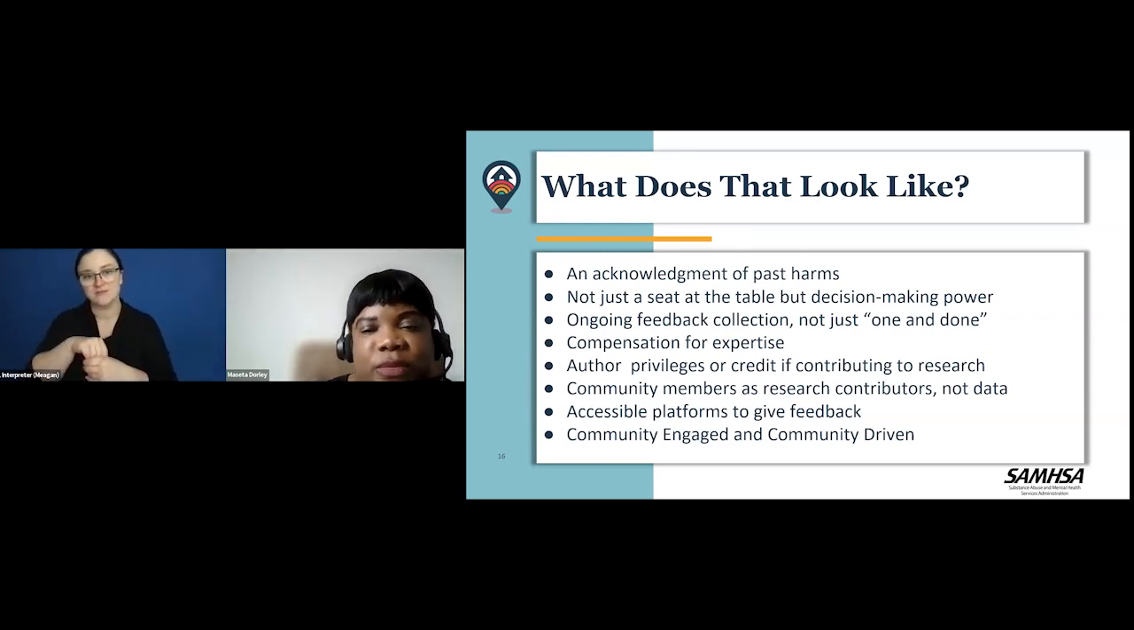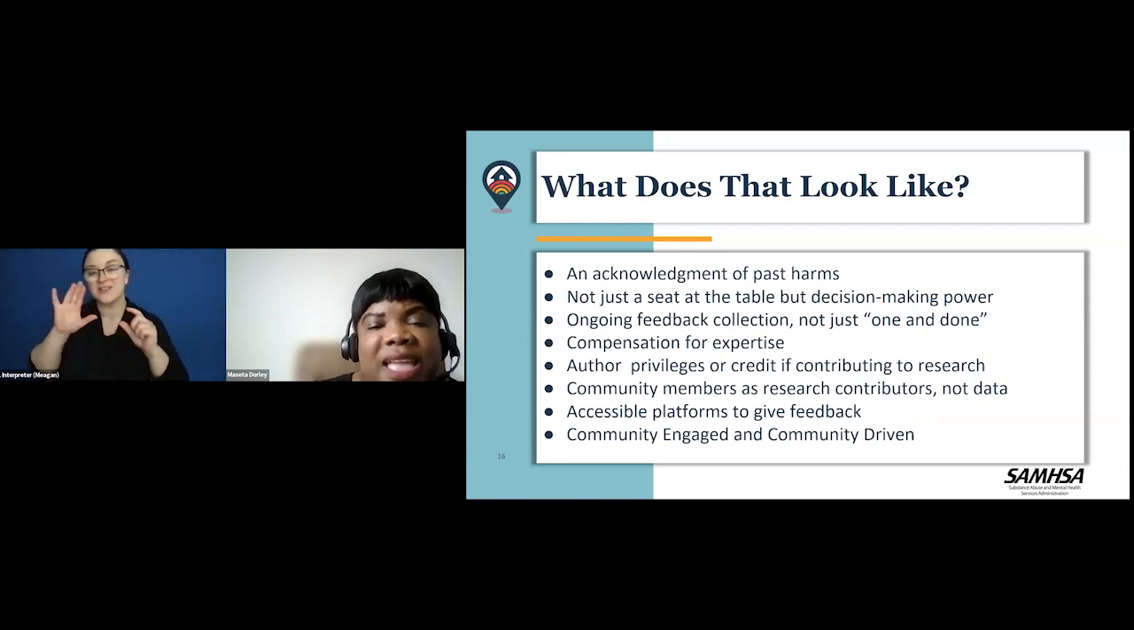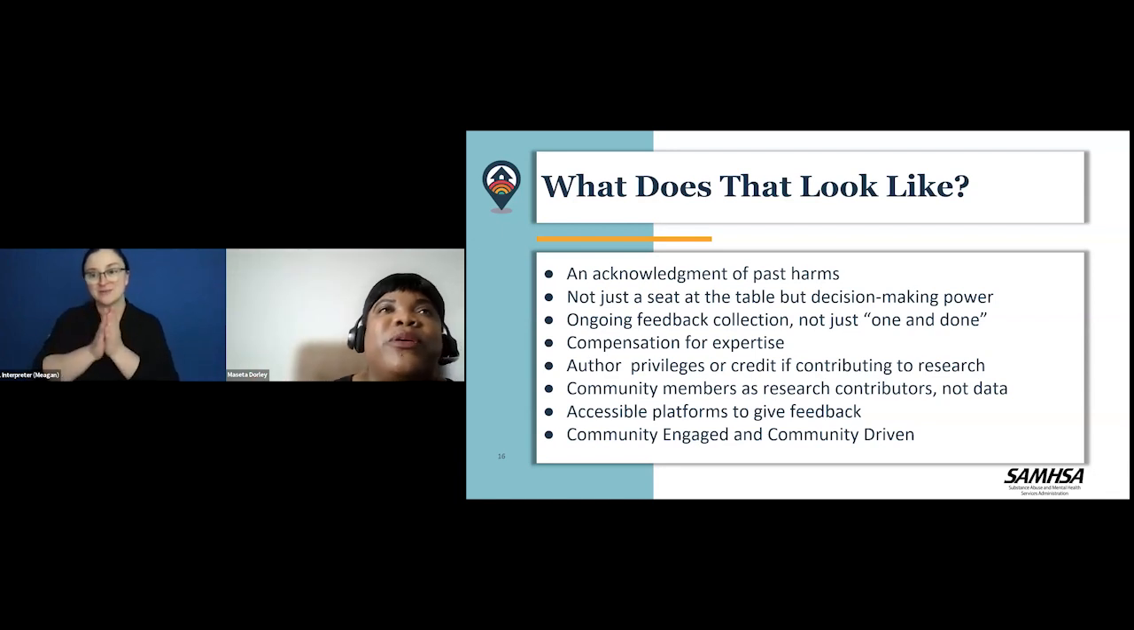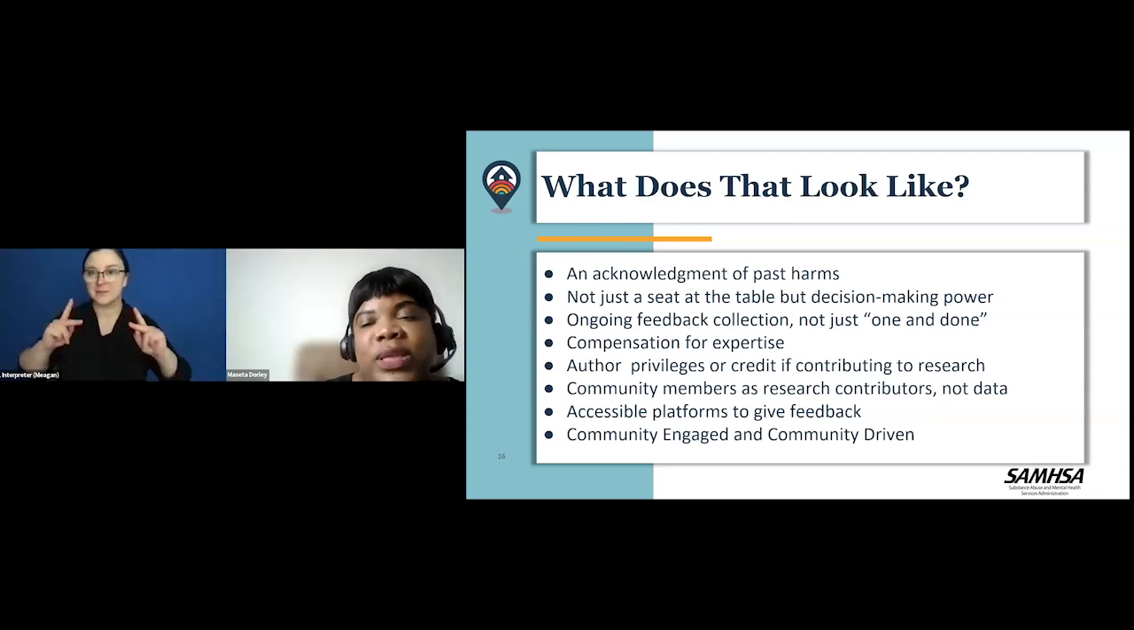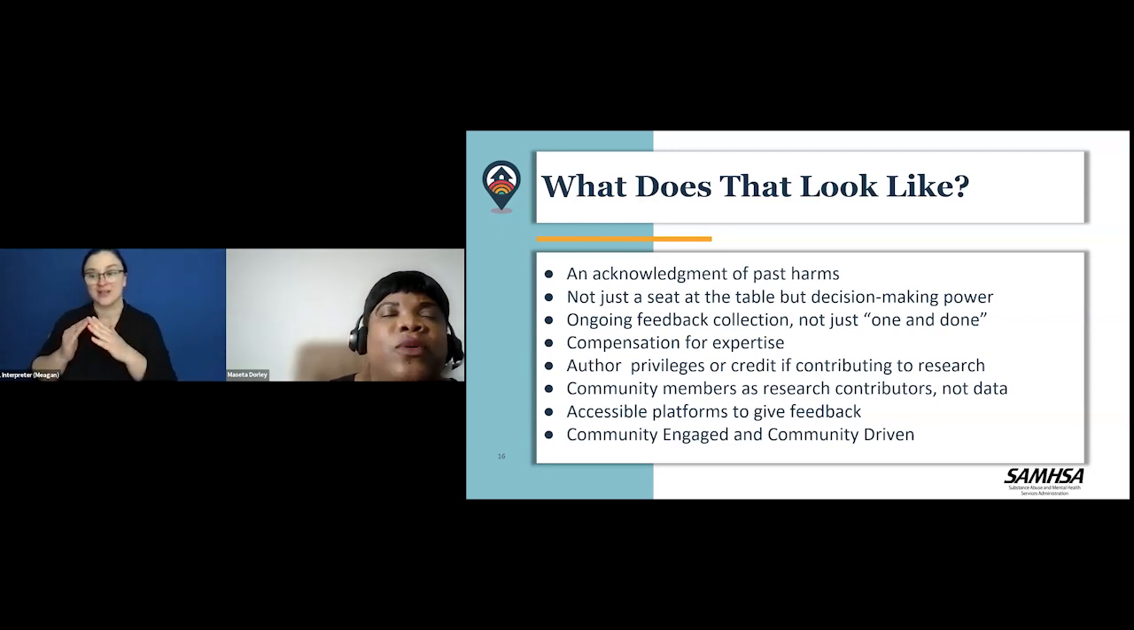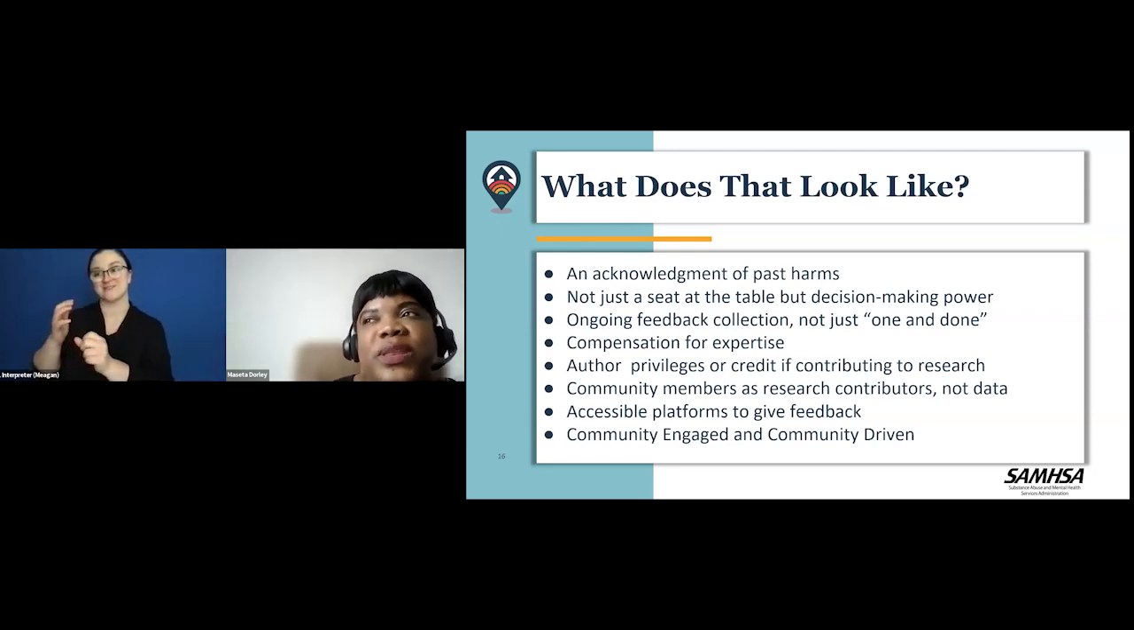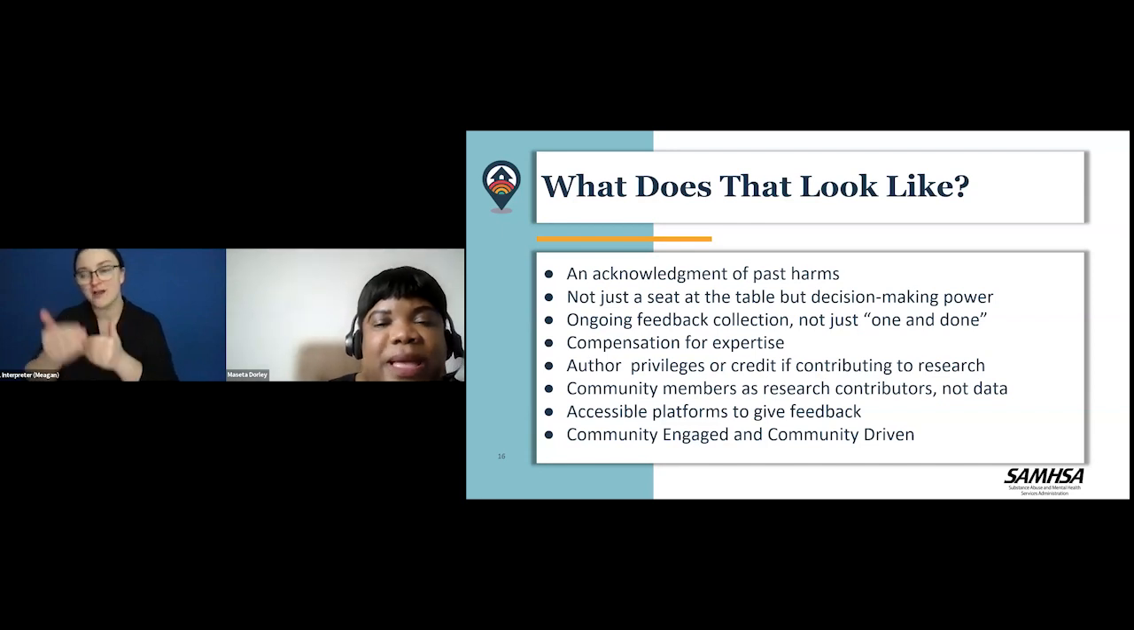And finally, centering data from people with lived expertise in your assessment process can mean also that your community is engaged and it's community driven. It's not driven by one person. The term system means a collective body or a collective movement of work. So you really want to ensure that the community has a full opportunity to be a participant and that they are driving the process, going back to the principle of for us, by us.